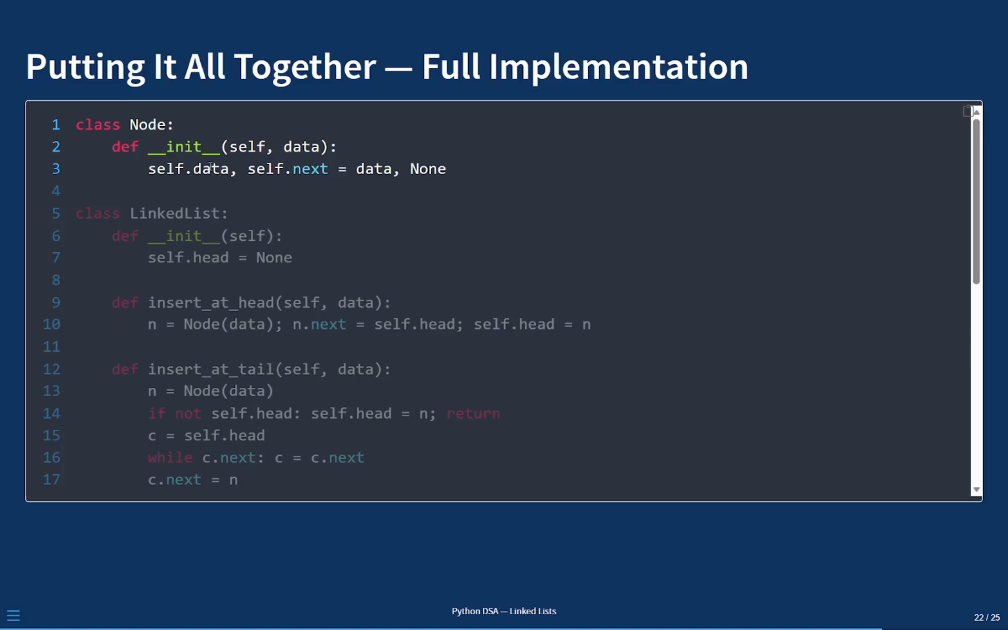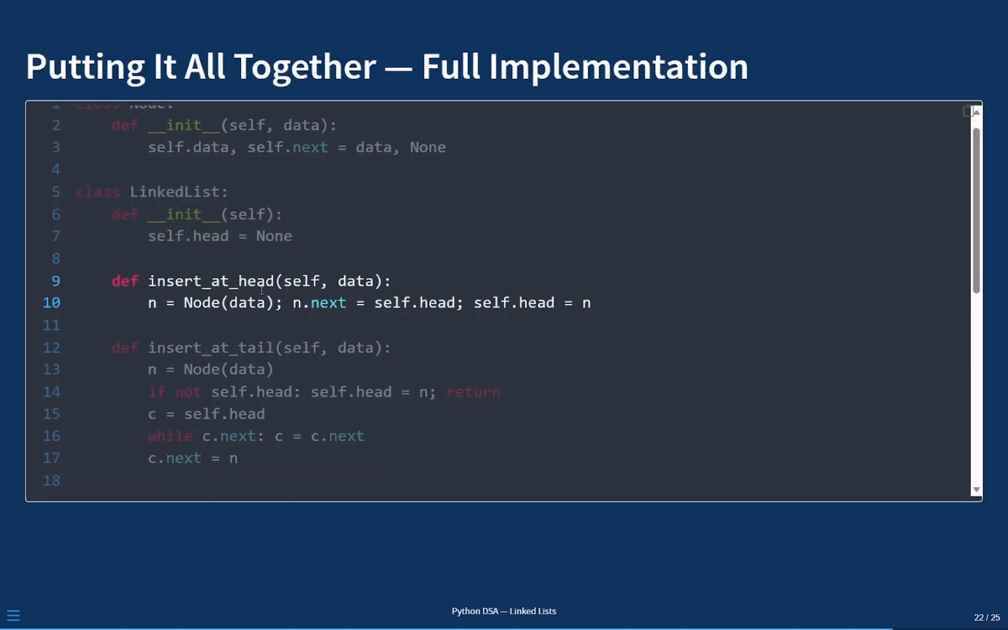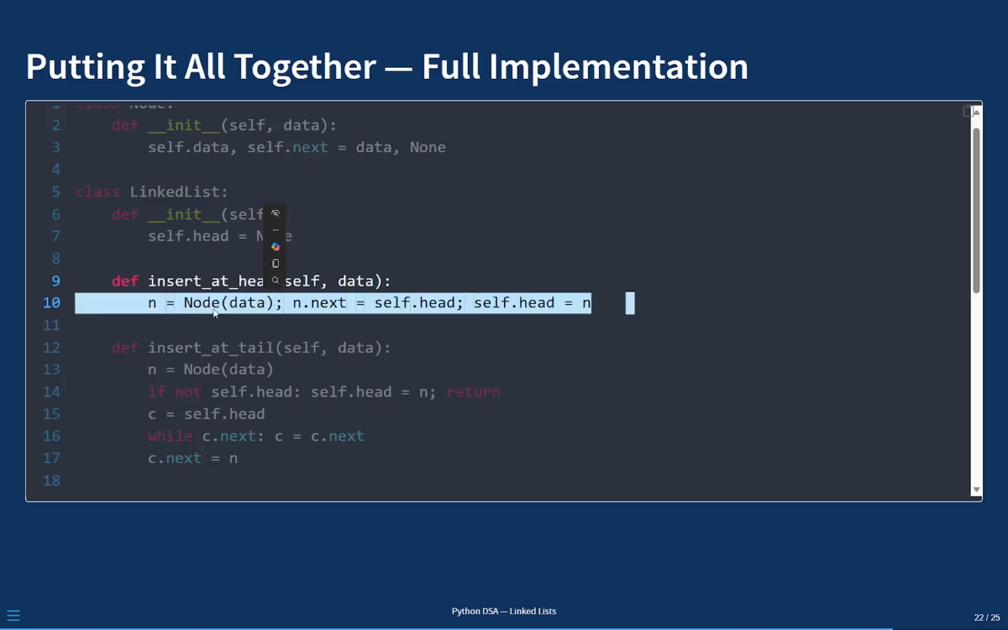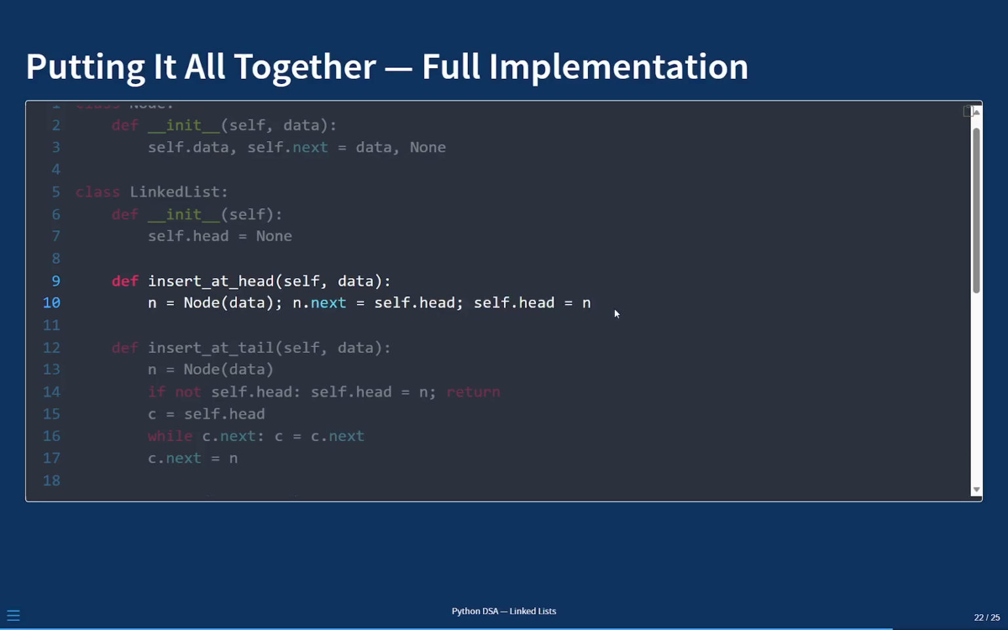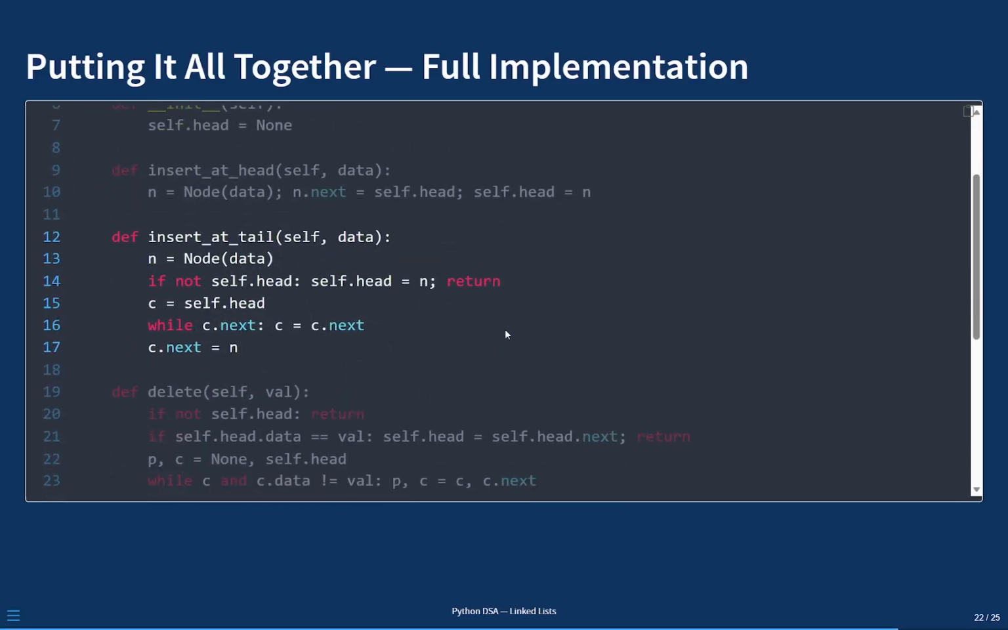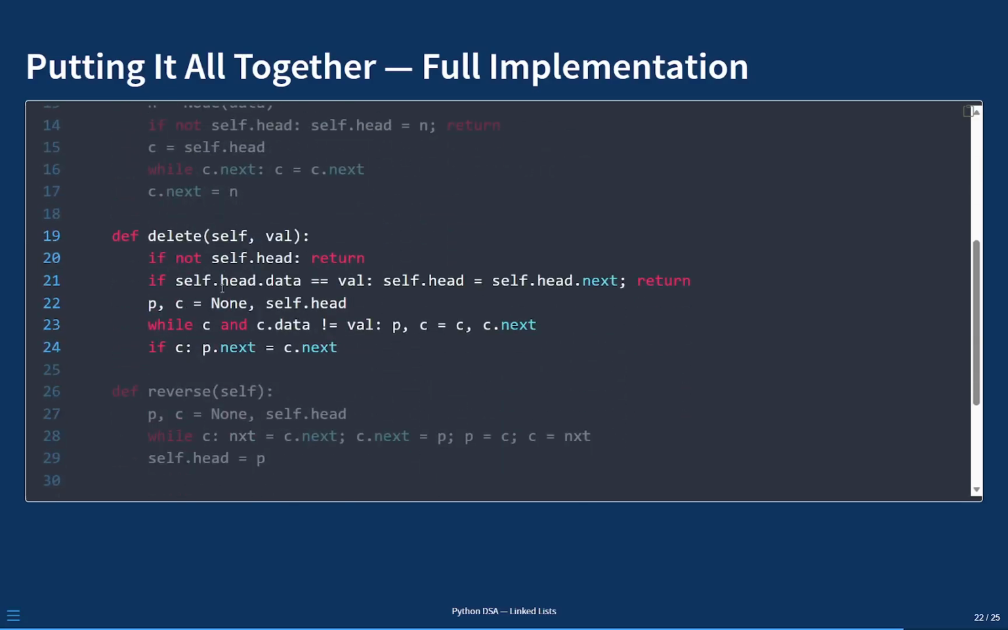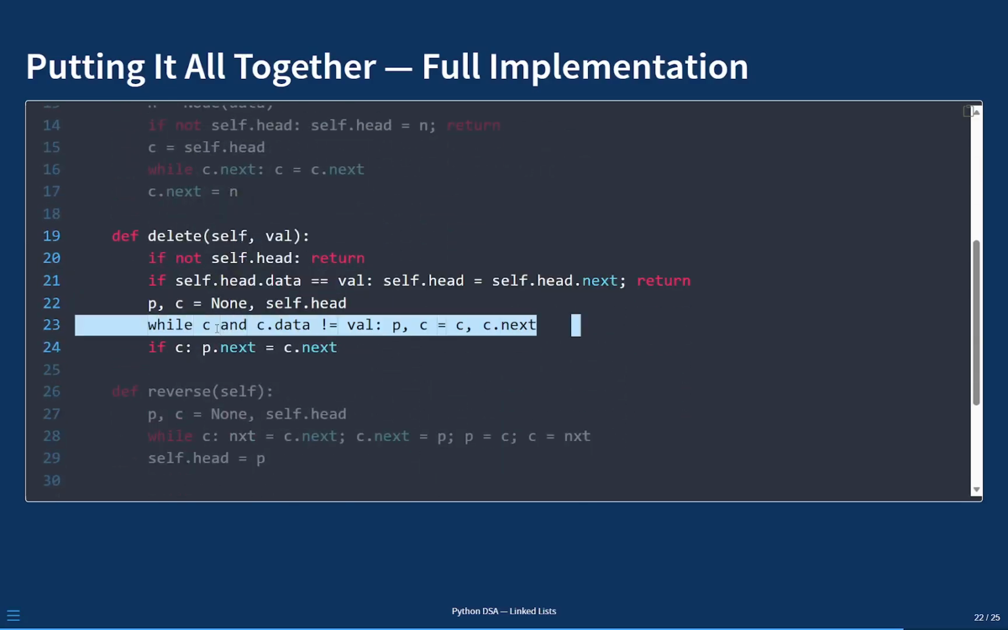Click. The Node class: data and next, 2 lines. Click. LinkedList __init__, just the head pointer set to None. Click insert_at_head. Create a node, point its next at the old head, update head, all on one line. Click insert_at_tail. Edge case for empty list, otherwise walk to the end and attach. Click delete. Handle empty, handle head match, then walk with 2 pointers and bypass the target node.